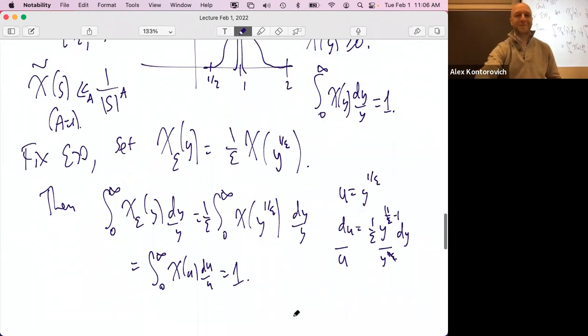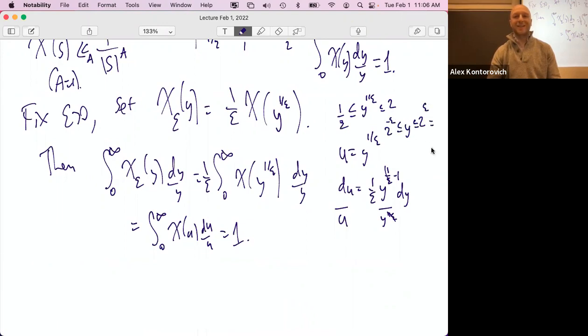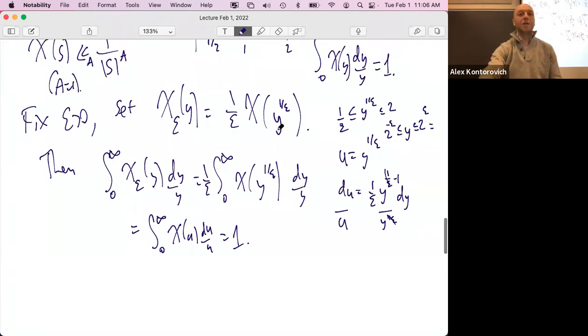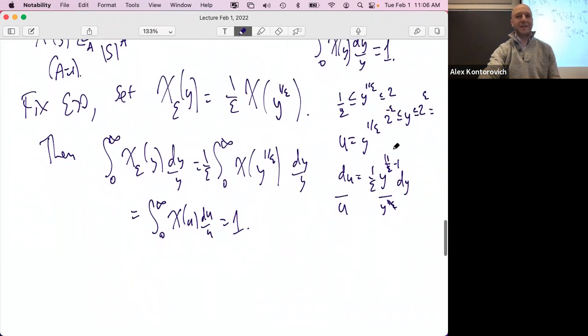What about the support? Okay, so this still has total integral 1. The support is when the inside is between 1/2 and 2. So that's y to the 1 over epsilon being between 1/2 and 2. If I raise both sides to the epsilon power, y is between 2 to the minus epsilon and 2 to the epsilon. What were the requirements for chi again? Just that it's supported between 1/2 and 2, that it's smooth, that it's non-negative, and that its total integral is 1. And then you're plugging in y to the 1 over epsilon.